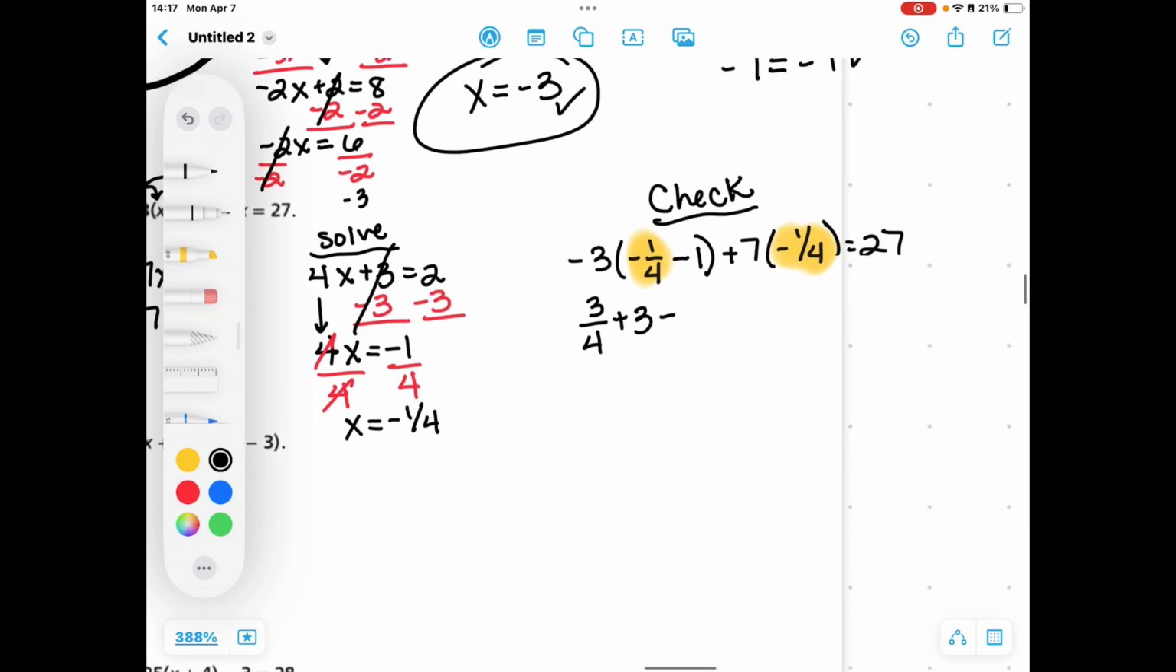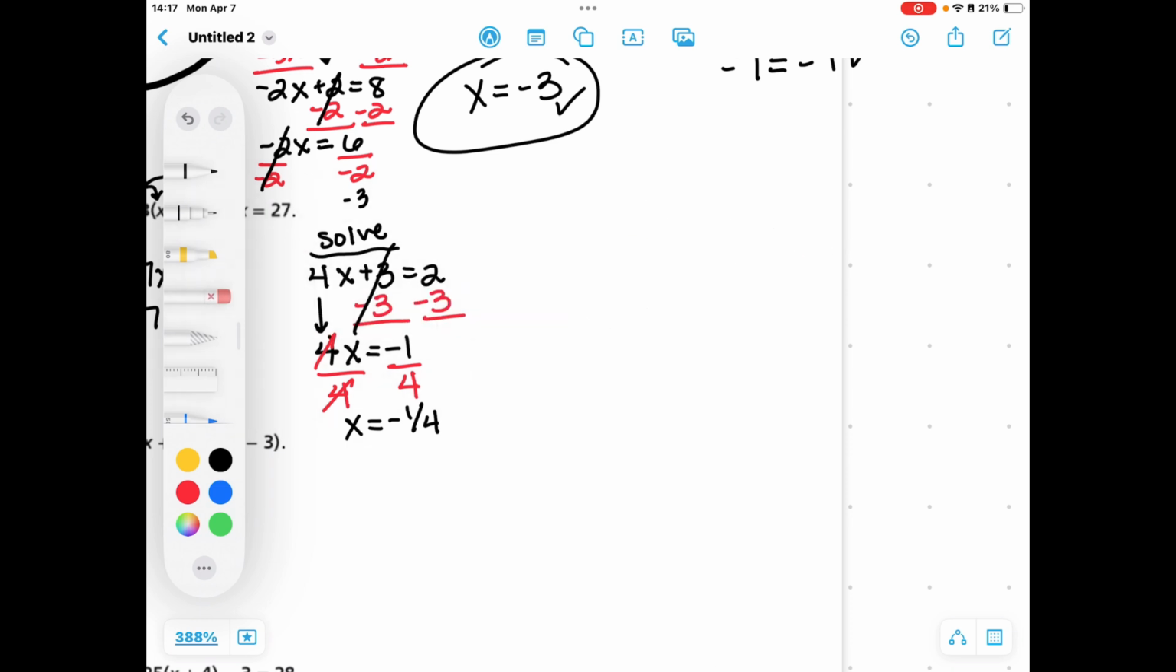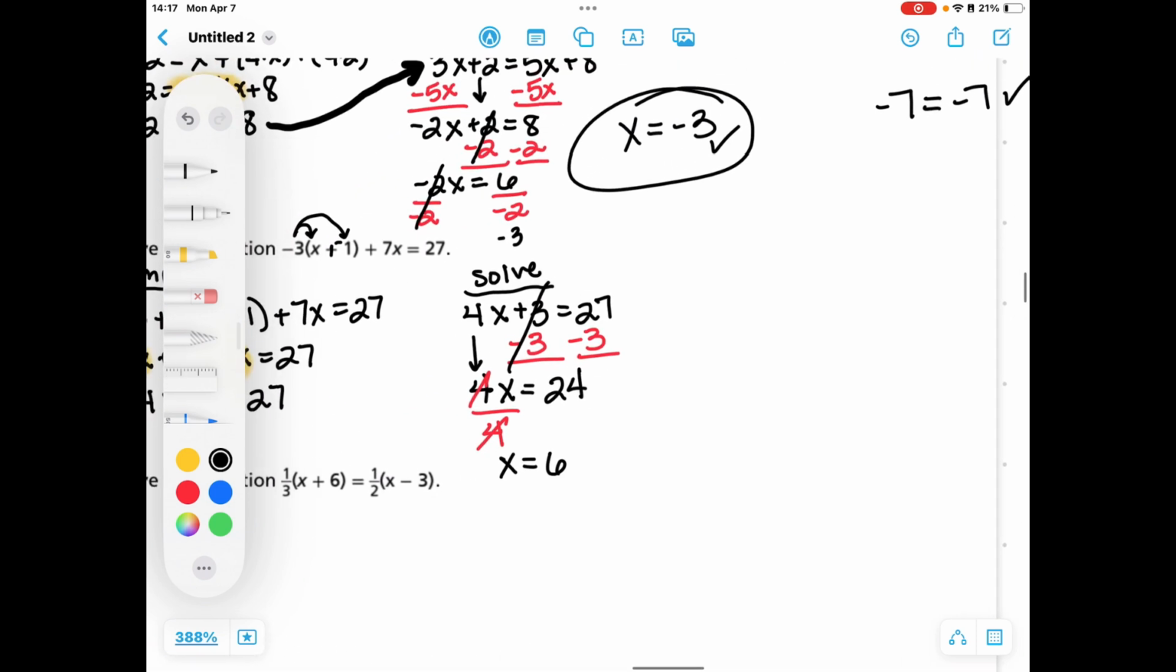Oh, holy cow, guys. That was almost bad. I need to erase all this. Can you tell I'm tired? Forgot the 2. That'll change this answer. That's now going to be a 24, which means x is 6. That'll help us out.